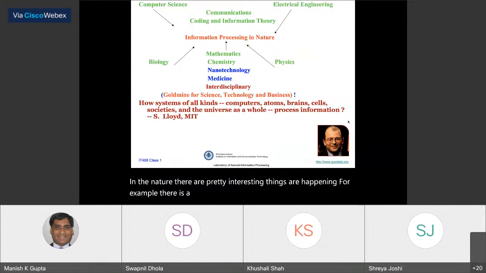I'm not sure if you have heard about it, but Benford's law is a very important law which predicts the probability of a digit D to appear in any data that you collect. It's a very interesting thing. So these laws are there, and if you understand them, then probably you can utilize them. You can make some engineering application out of it, or you can make a product out of it. A technology can be built around it.